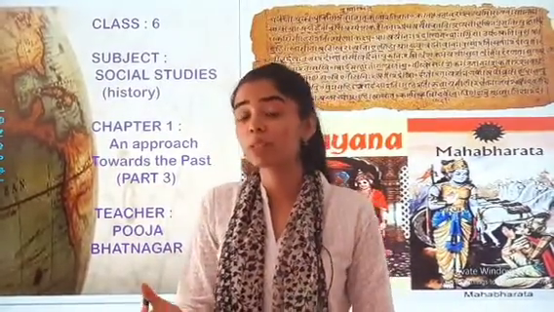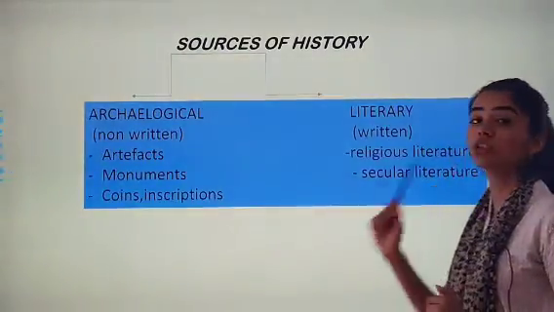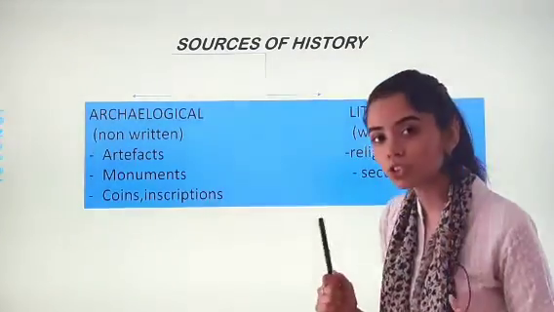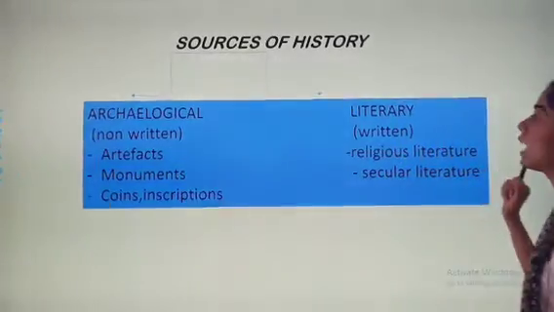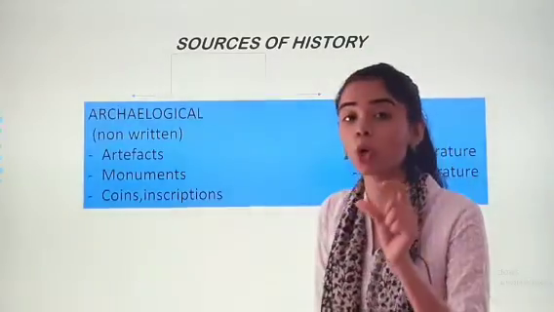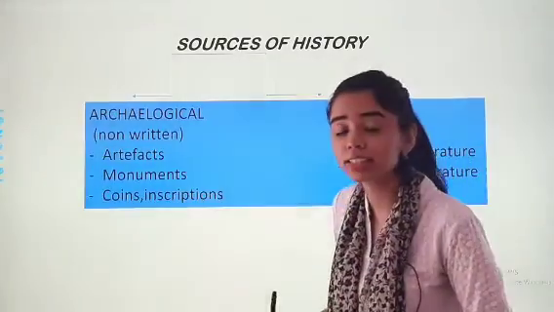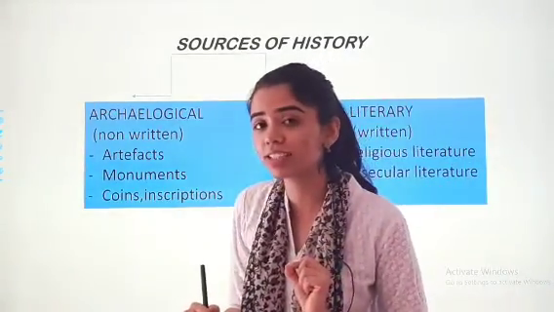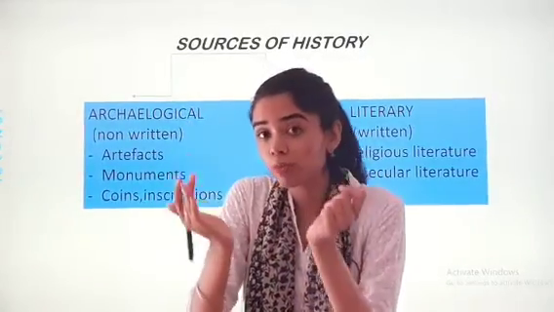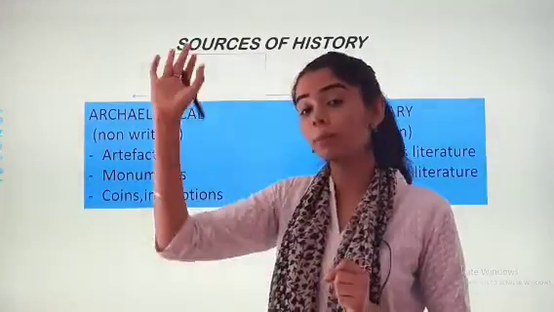So in this chapter, we were discussing in the last class, what was it? The sources of history. That is, it is divided into two, archaeological and literary. Archaeological is what? The non-written proofs. Okay? Now what are the non-written proofs? The artifacts. Artifacts we discussed. You remember now? Artifacts are pottery things, man-made things which were found in the past.